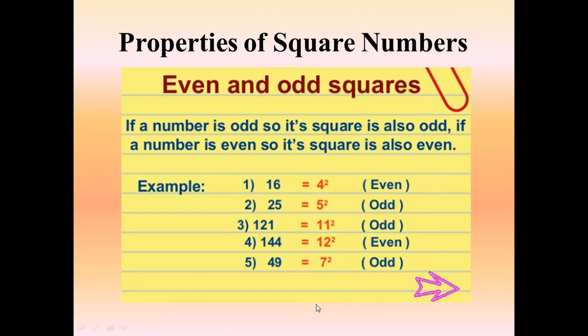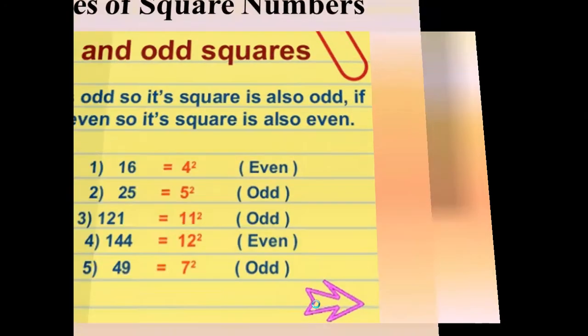So whenever you have a number and you just have to predict whether its square will be odd or even, you just have to look at the number. If it is an odd number, then its square will be an odd number. If it is an even number, then its square will also be an even number.